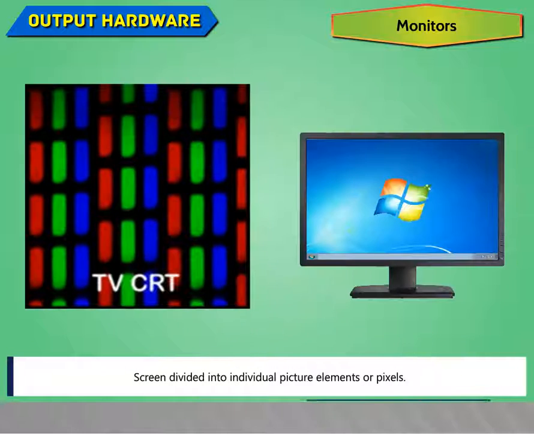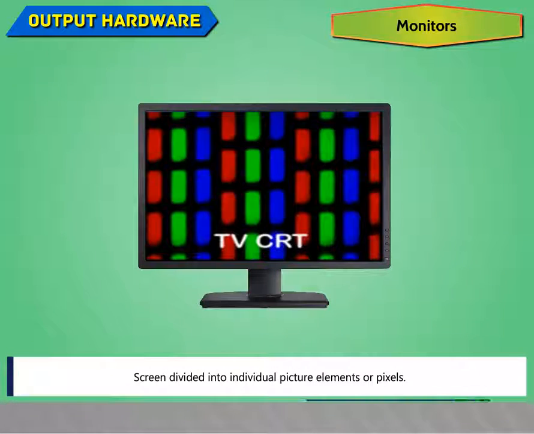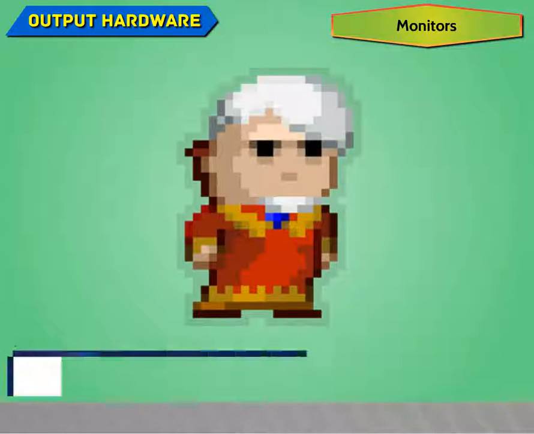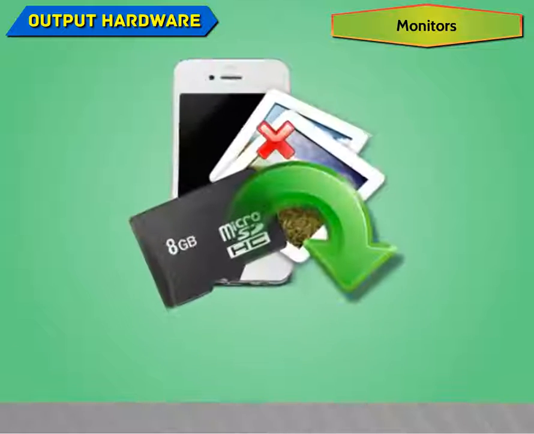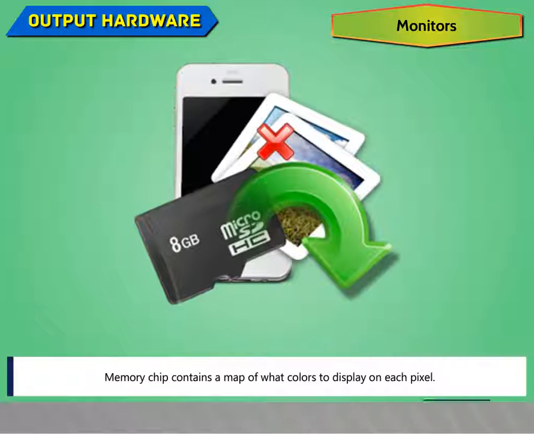Screen divided into individual picture elements or pixels. Each pixel is made of its own phosphor elements to give the color. Memory chip contains a map of what colors to display on each pixel.